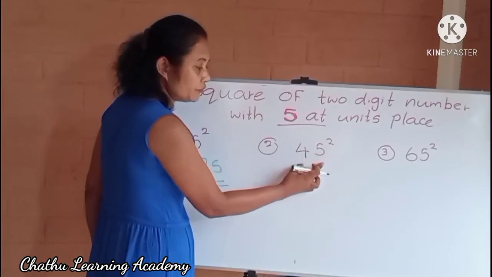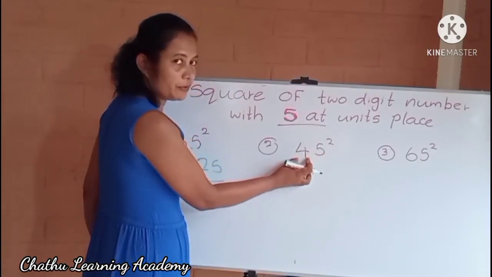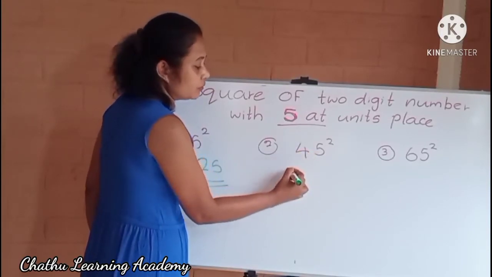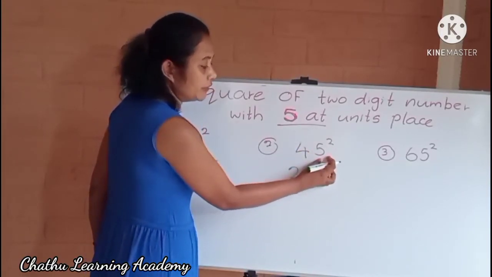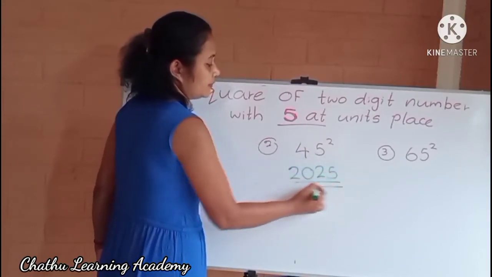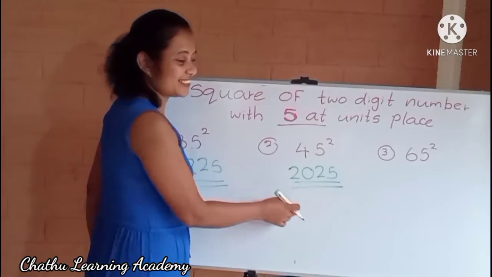Now I will explain the second one. Here square of 45. Here 4. What is the next number? It's 5. 5 into 4 is 20. Then after that get the square of 5. 25. Isn't it amazing?